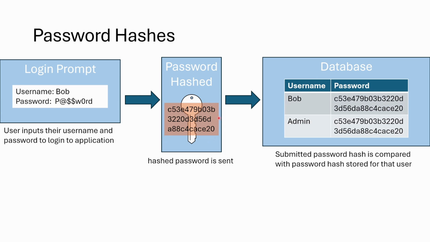Regardless, that hash is then compared to the password store in the database here for the user Bob that they inputted. And in this case, it does match, so this user is authenticated. But you'll notice admin here shares the same hash. So that would indicate that admin has the same password as Bob. So on the next slide, we'll talk about how we can prevent this sort of inference from identical hashes.